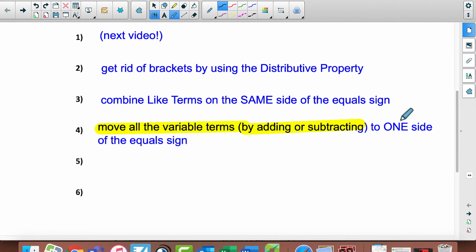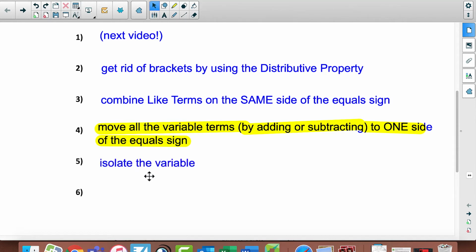So you're either going to add or subtract, and you get all the variables on one side of the equal sign. You don't want to have variables on both sides. You want to get the variables on one side, and that way you can then isolate the variable. And that's our next step, isolate the variable. Remember, you're going to look for adding and subtracting before you multiply or divide.